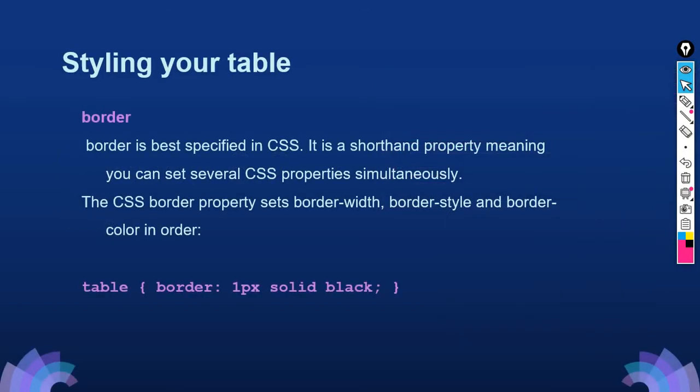So the first element is the border. Border is best specified in CSS. It is a shorthand property, meaning you can set several CSS properties simultaneously. The CSS border property sets the border width, style, and color in order. So here is an example of how you can use the CSS style border in your CSS.